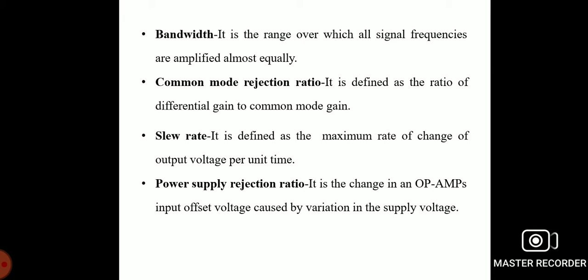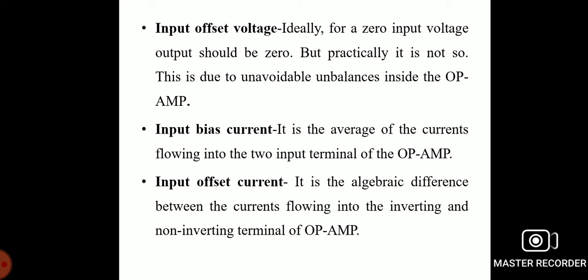Now what is the input offset voltage, the input bias current and the input offset current? First of all, we can discuss the input offset voltage. Ideally, for a zero input voltage, the output should be zero. But practically it is not so. This is due to the unavoidable imbalance inside the op-amp.